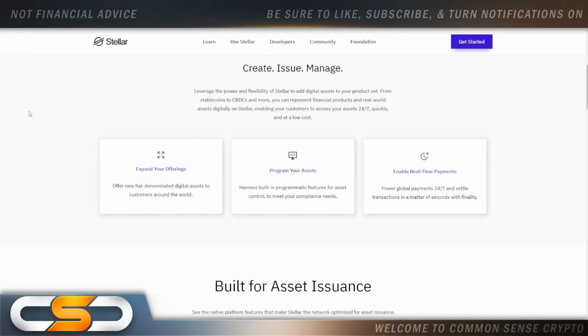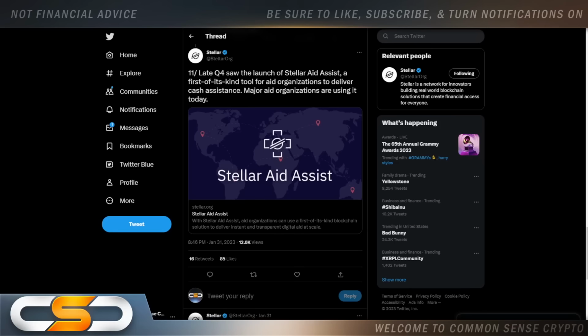So leverage the power and flexibility of Stellar to add digital assets to your product set. From stablecoins to CBDCs and more, you can represent financial products and real-world assets digitally on Stellar, enabling your customers to access your assets 24/7 quickly and at a low cost. So you expand your offerings, program your assets, enable real-time payments. They make everything simple. And when something is simple, people will use it.